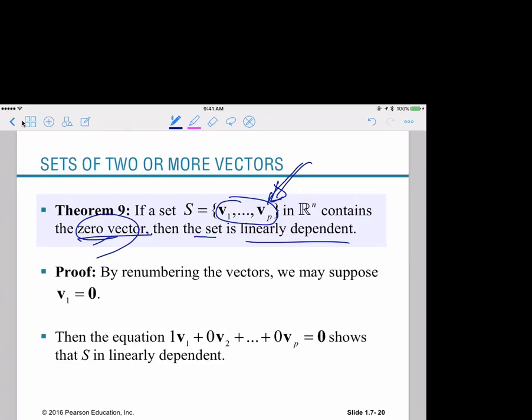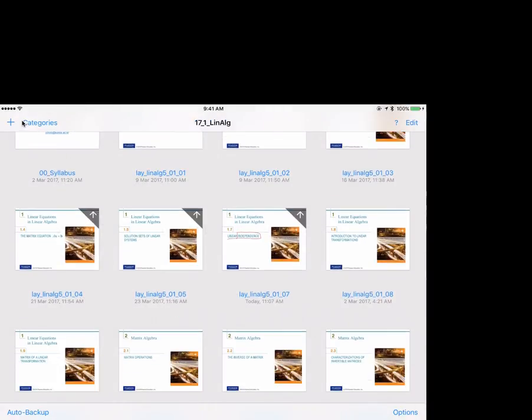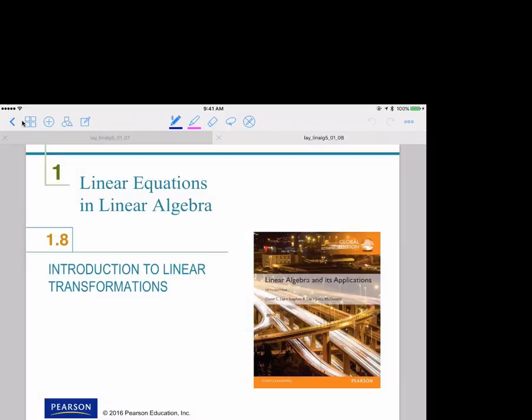Any questions? Okay, so that's it for chapter 1.7, and we now move on to chapter 1.8.